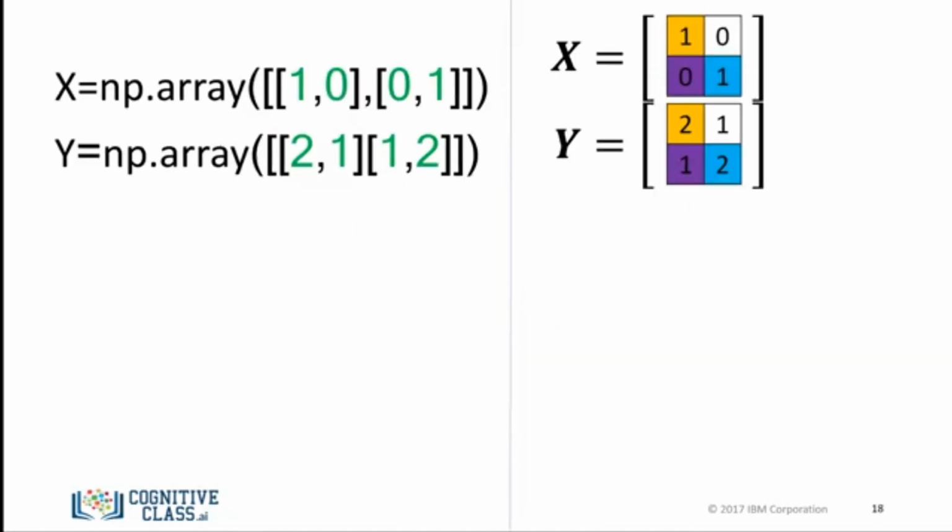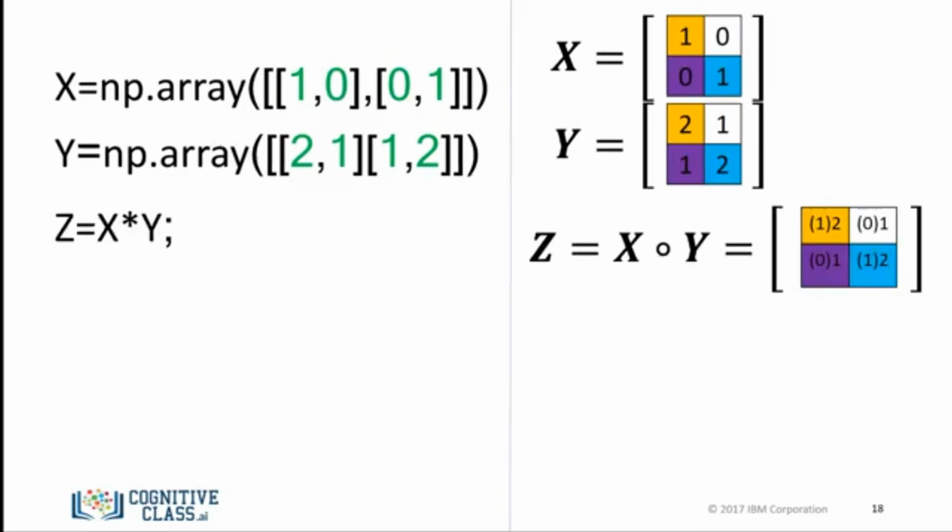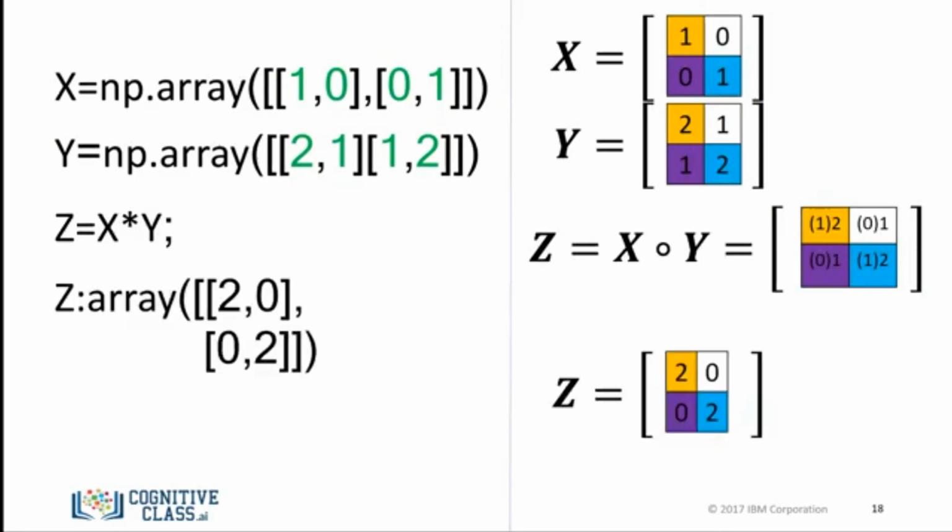Consider the arrays X and Y. We can find the product of two arrays X and Y in one line and assign it to the variable z as follows. The result is identical to the Hadamard product.